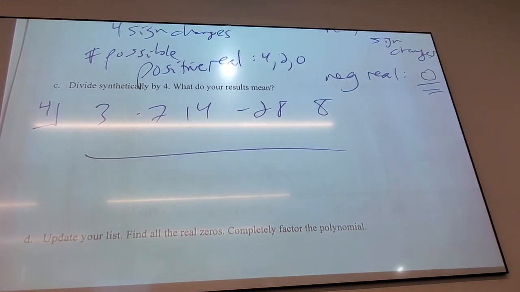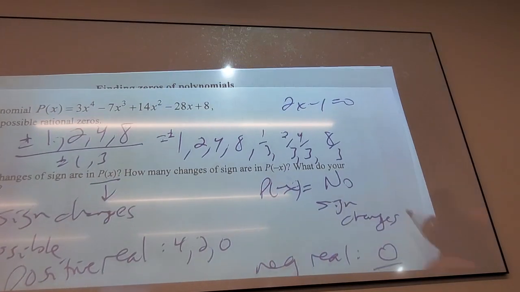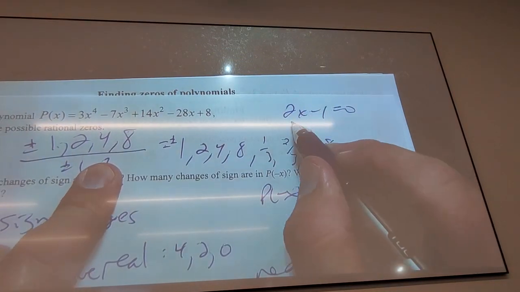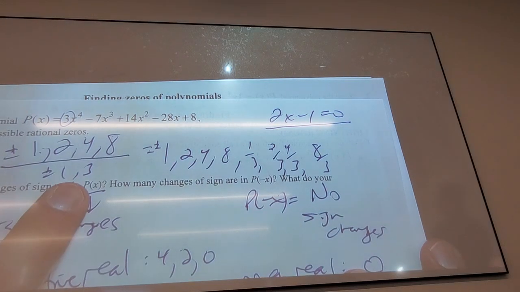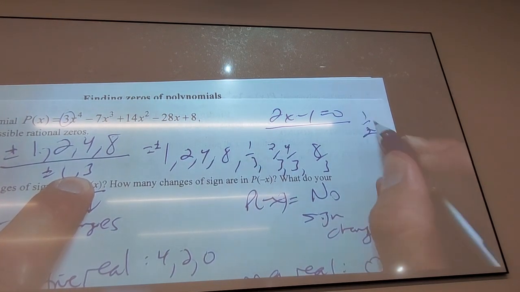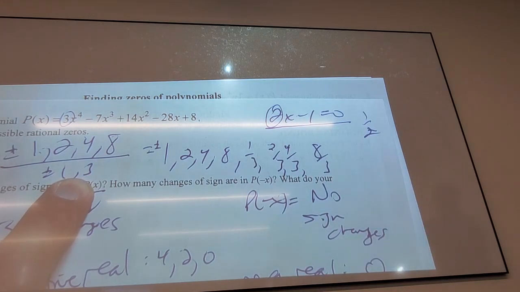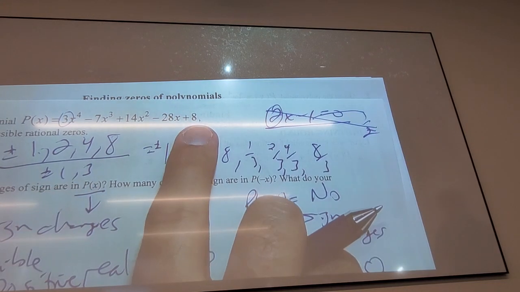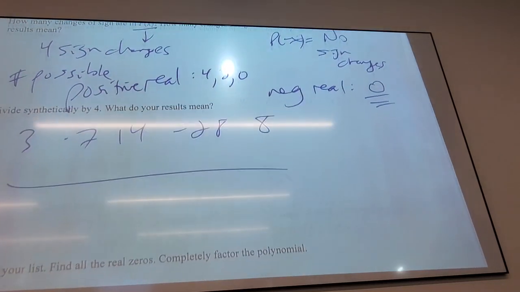Yes? What was the 2x minus 1 for? Oh, I'm sorry. That was just me trying to remind everybody why the first number is on the bottom. Because if I did solve this, I would get 1 divided by 2. So the numbers out front are the ones that would end up on the bottom. That's why the last number is on top, its factors, and the first number is on the bottom, its factors.